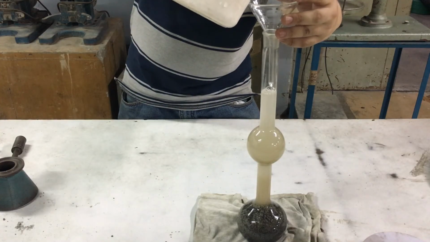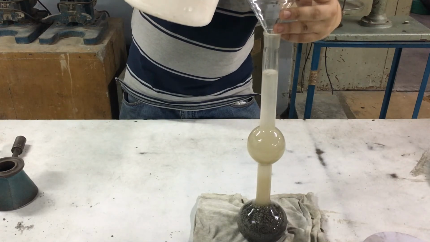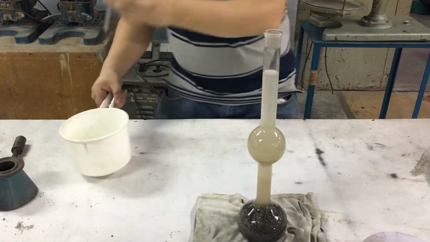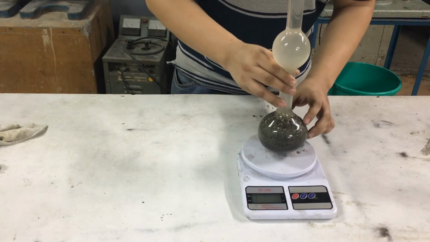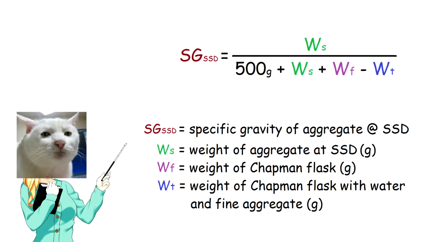Fill the flask with water to its calibrated capacity. Make sure that the lower meniscus of the water is level at the calibrated capacity. Weigh the flask with water and sample and record it as WT. You can now calculate the specific gravity of fine aggregate at SSD condition by using this equation.